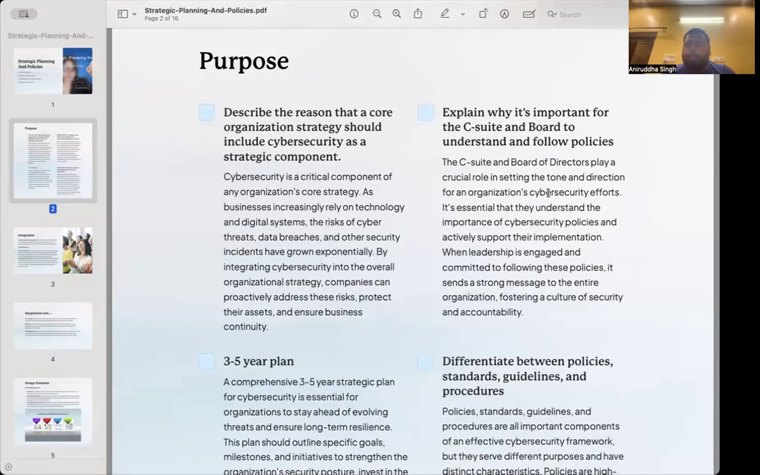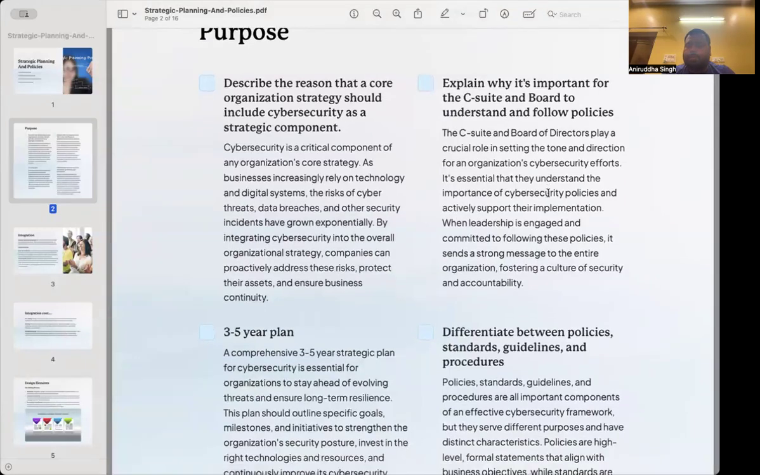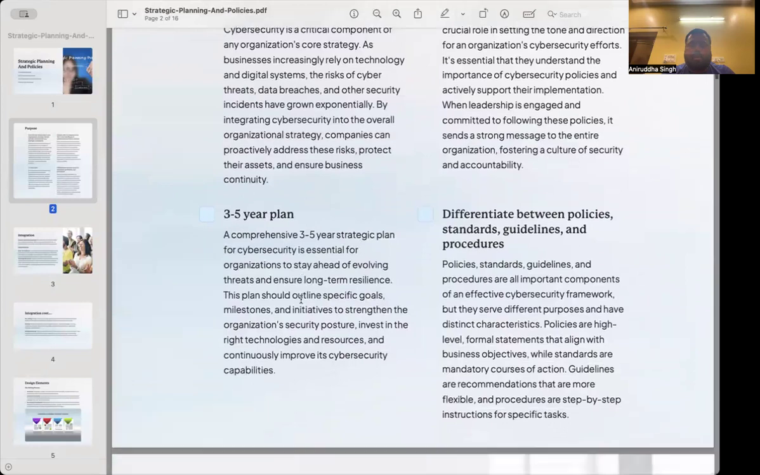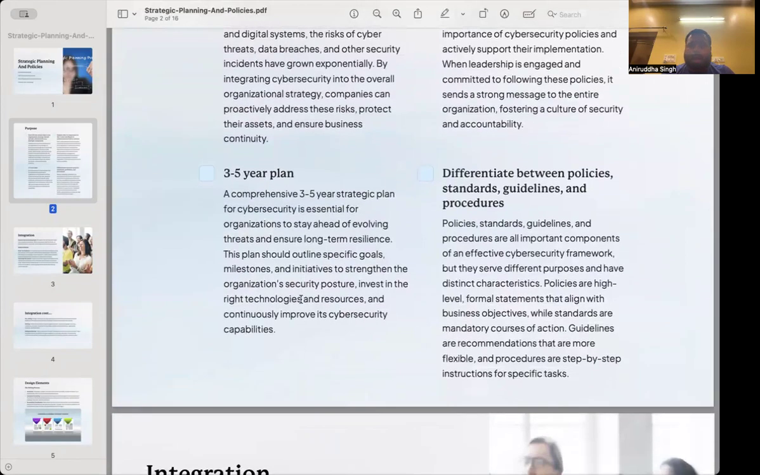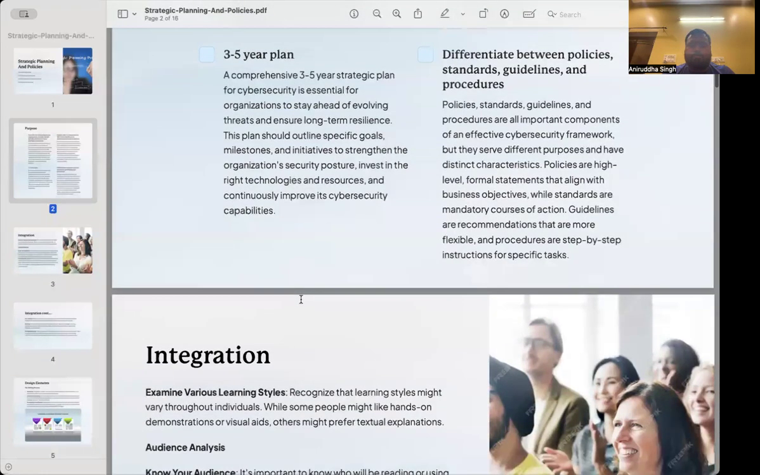We also need to make sure that our C-suite and board understand and follow the different policies, because when leadership is engaged and committed to following these policies, it sends a very strong message to the entire organization, fostering a culture of security and accountability. We need to put a 3 to 5 year plan in place to make sure that there are specific goals, milestones, and initiatives that can strengthen the organization's security process. We will also talk a little bit about policies, standards, guidelines, and procedures, and what they mean.